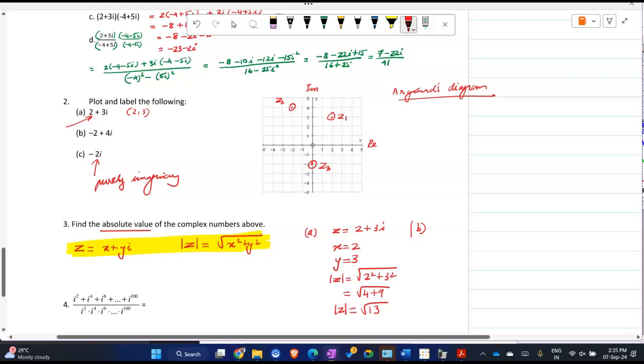Next one, -2 plus 4i. So x is equal to -2 and y is equal to 4. So it's the square root of -2 squared plus 4 squared, which is 4 plus 16, 20. Can you simplify this further? You can split it into 5 and 4, so it's 2 times root 5.